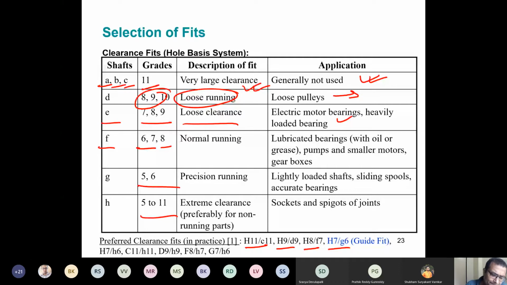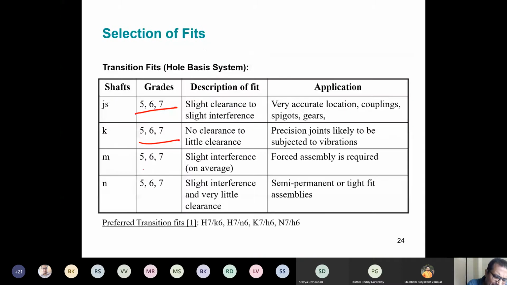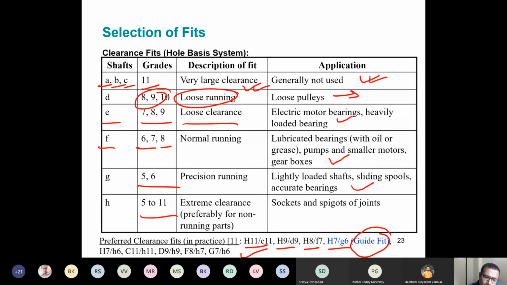And then in transition fits, if you see, there's G5/6/7, K5/6/7, M5/6/7, N5/6/7, and H7, K6, H7, N6, K7, H6. And these are for accurate location, couplings, spigots, gears, precision where there is a lot of vibration. So if there is vibration, you cannot have a lot of clearances, right? You have to take care of that. Like these are basically for lubricated bearings, lightly loaded shafts, and sprockets.